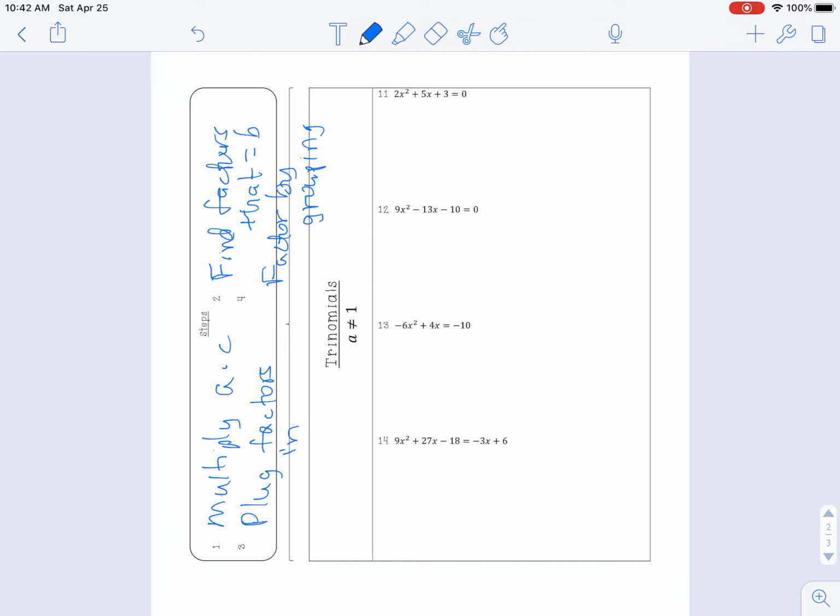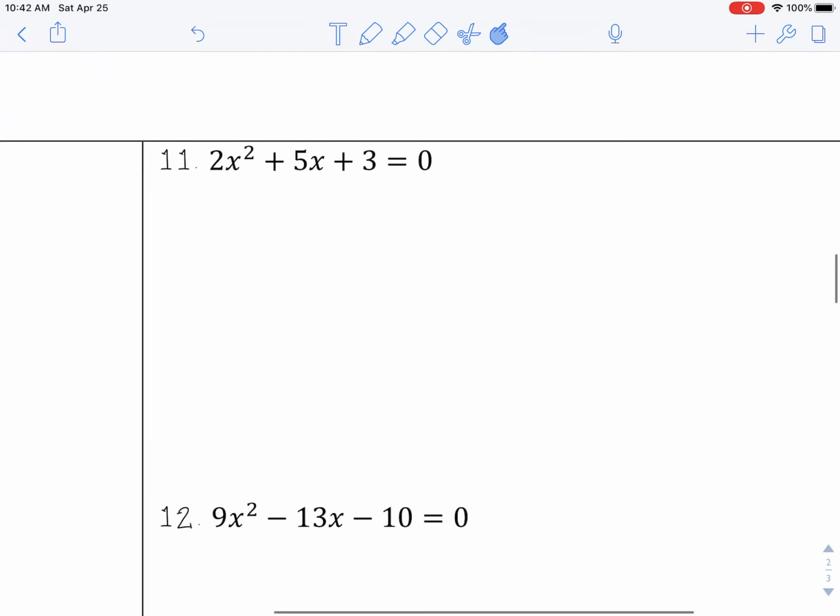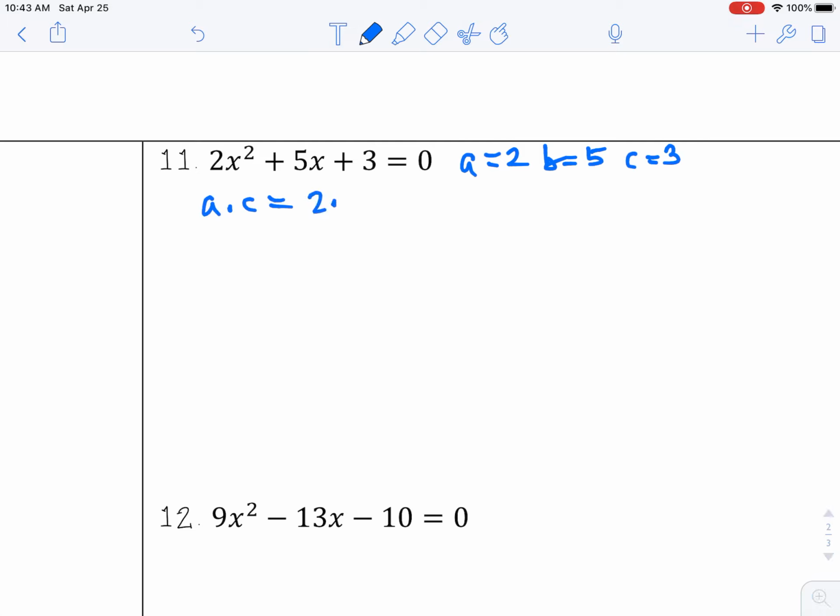So what does that look like? So a is 2. B is 5 and C is 3. So A times C is 2 times 3, which is 6. And I need two factors of 6 that add up to 5. So 2 and 3. So then I have 2x squared plus 2x plus 3x plus 3.